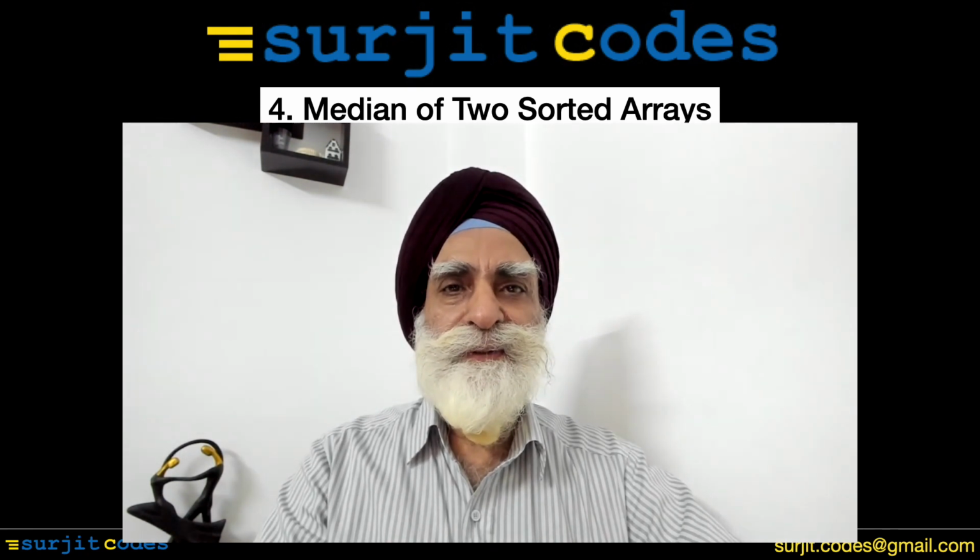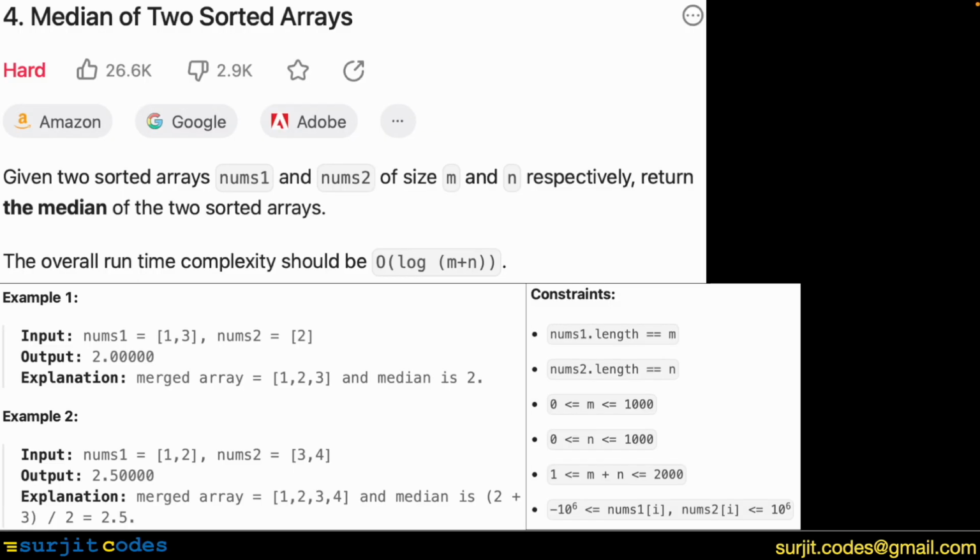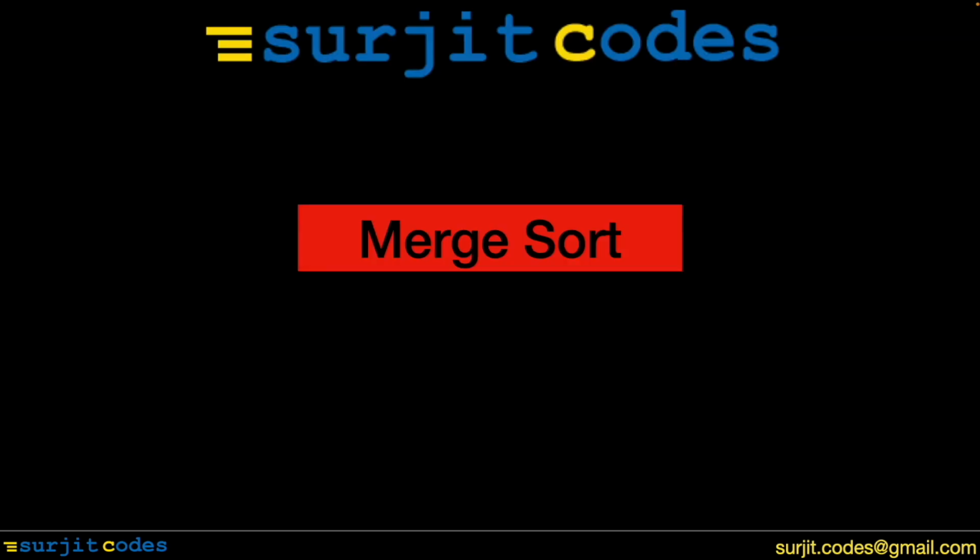Let us begin. We are given two sorted arrays. We are to find median of the combined array. In the first method, we will use a technique similar to merge sort.